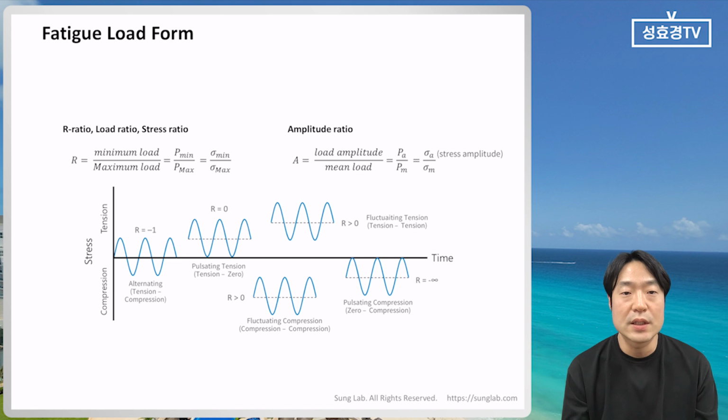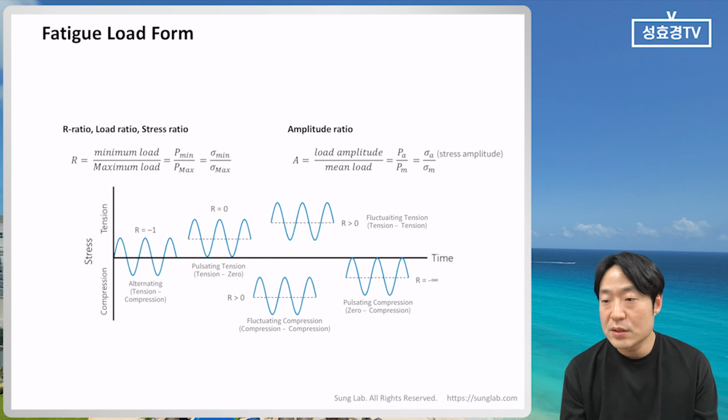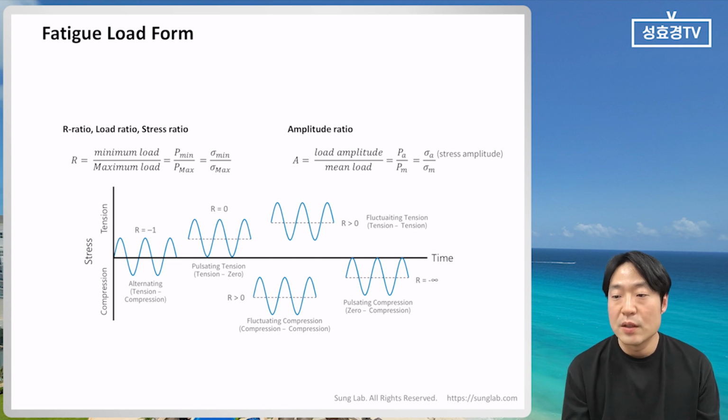The important part is that the stress amplitude is very important, and the R ratio is also very important. As you can see in these figures, for example, the maximum stress is 100 and the minimum stress is minus 100. It means tension and compression. So the minimum divided by the maximum is minus 1, which means the R ratio is minus 1. A negative R ratio means tension and compression.